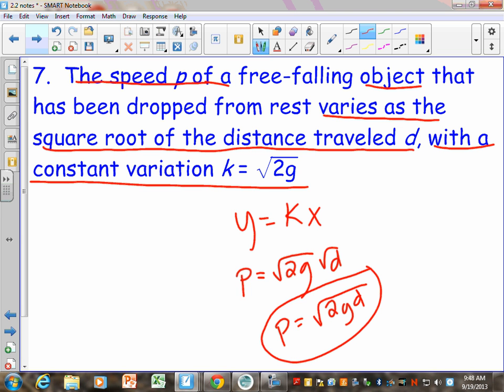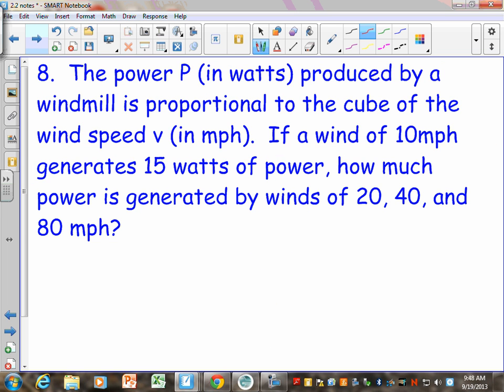All right. So then we can also actually solve this. Colin said, are we ever going to have to do any more with this? And you are. And this one's kind of long, so bear with me, and I'll see if we can shorten this up any. So definitely you need to write the first sentence. The power P in watts produced by a windmill is proportional to the cube of the wind speed V in miles per hour.